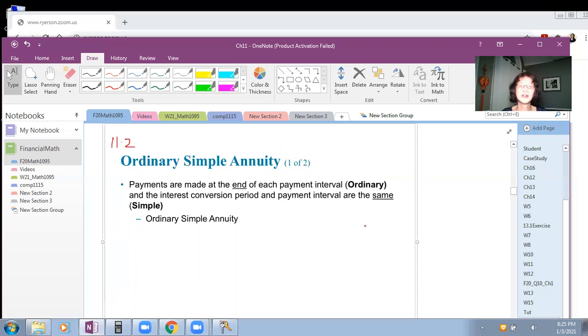So that concludes session 1 of chapter 11, basic concepts about annuity. Now we turn to session 2. How do I calculate the future value of an ordinary simple annuity? Remember, the keyword ordinary means payment is made at the end. The keyword simple means the number of payments per year, PY, equals the number of interest conversion periods per year, CY.